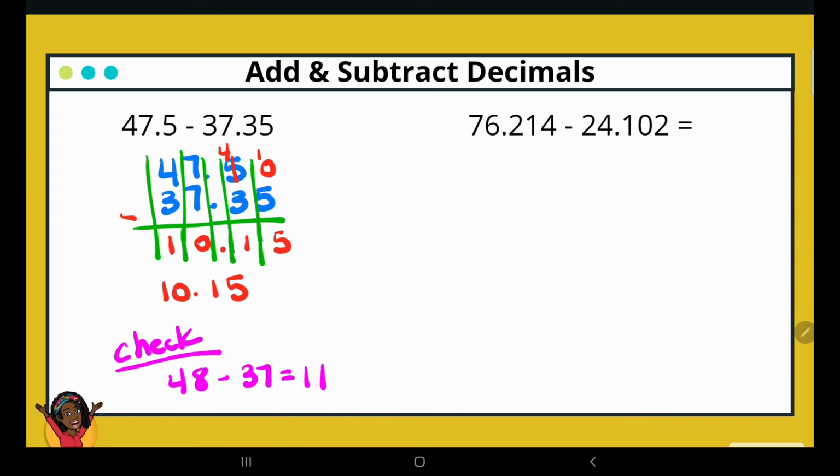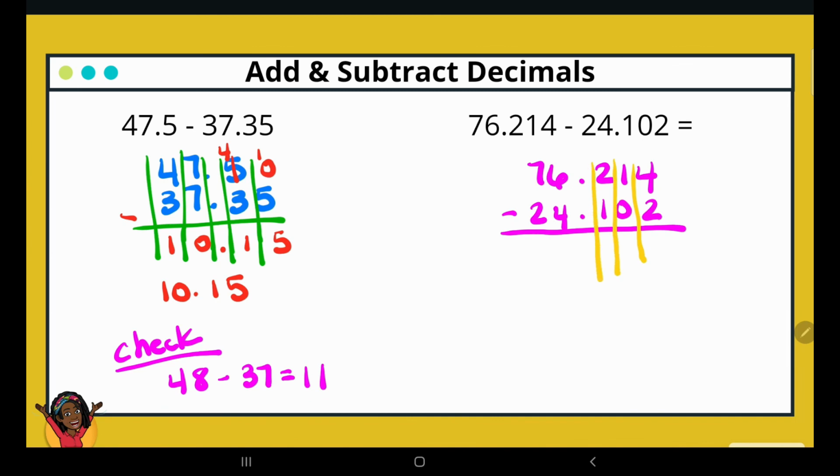Let's go ahead and set up that last example. So 76.214. And then I'm lining up my numbers, 102. Putting that decimal point directly below, 4 and 2, and this is subtraction. So again, I can construct my own graphic organizer, so I'm just going to use lines to show where those numbers and the decimal points should be. Okay, so everything is nicely lined up. I'm going to bring my decimal point right down here. And then now I can go ahead and subtract.